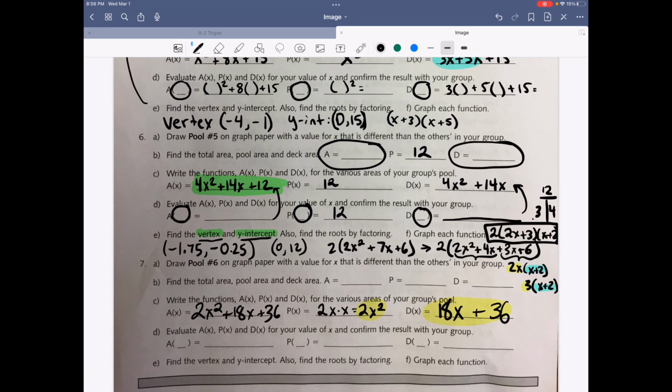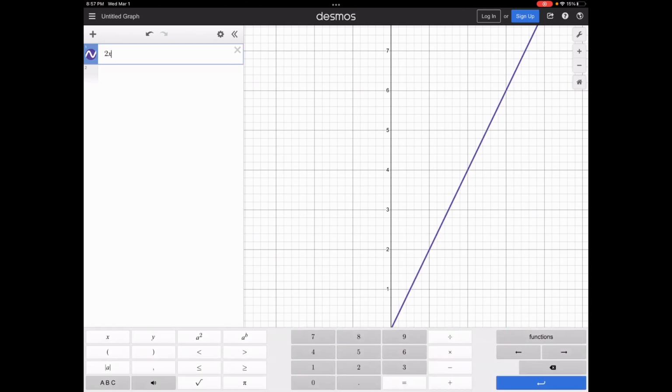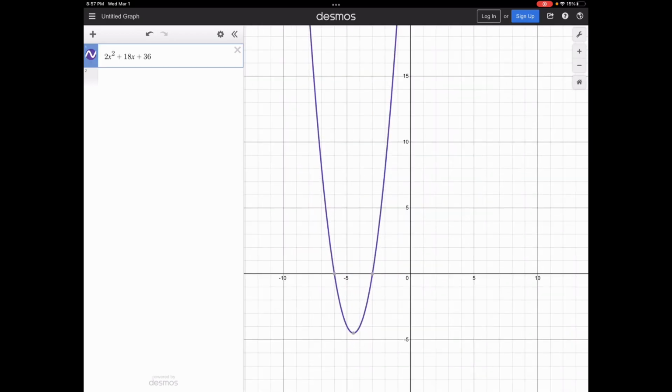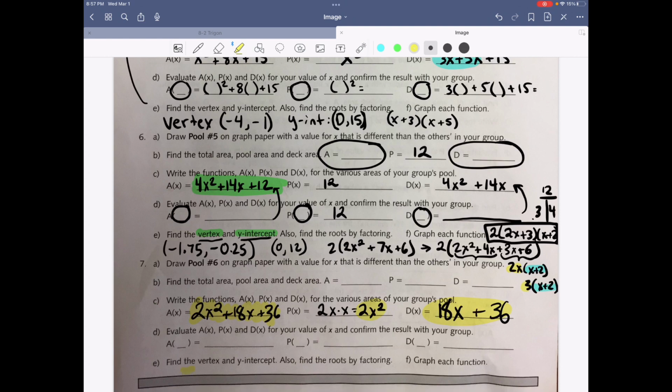Okay. We want to graph this function into Desmos. Two x squared plus 18x plus 36. Need to zoom out. My vertex is negative 4.5, comma, negative 4.5. Okay, so my vertex is negative 4.5, comma, negative 4.5.